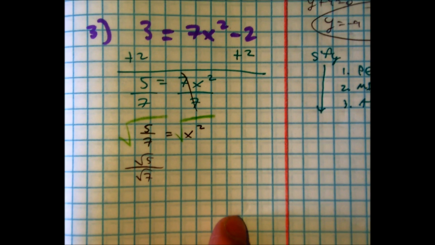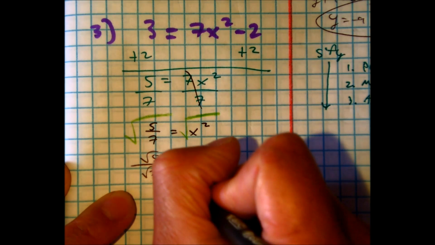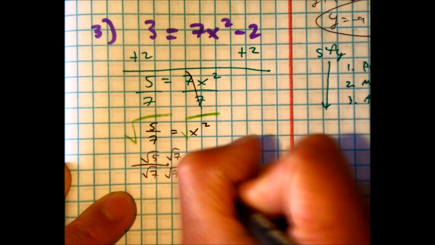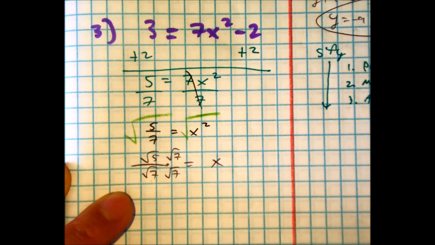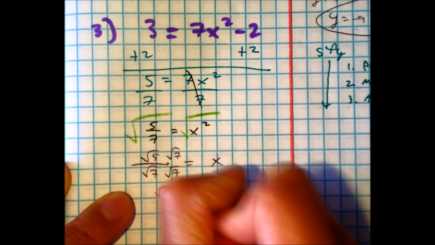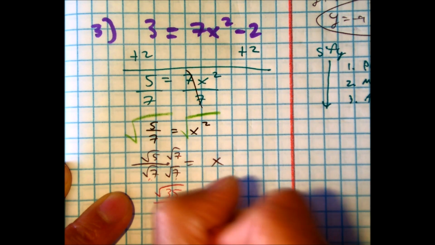This is great, so I can teach you some more math. You can never have a radical in the denominator, so you can rationalize. Everyone say rationalize? Radical 5 times radical 7 is radical 35. Radical 7 times radical 7 is radical 49, which is just 7.